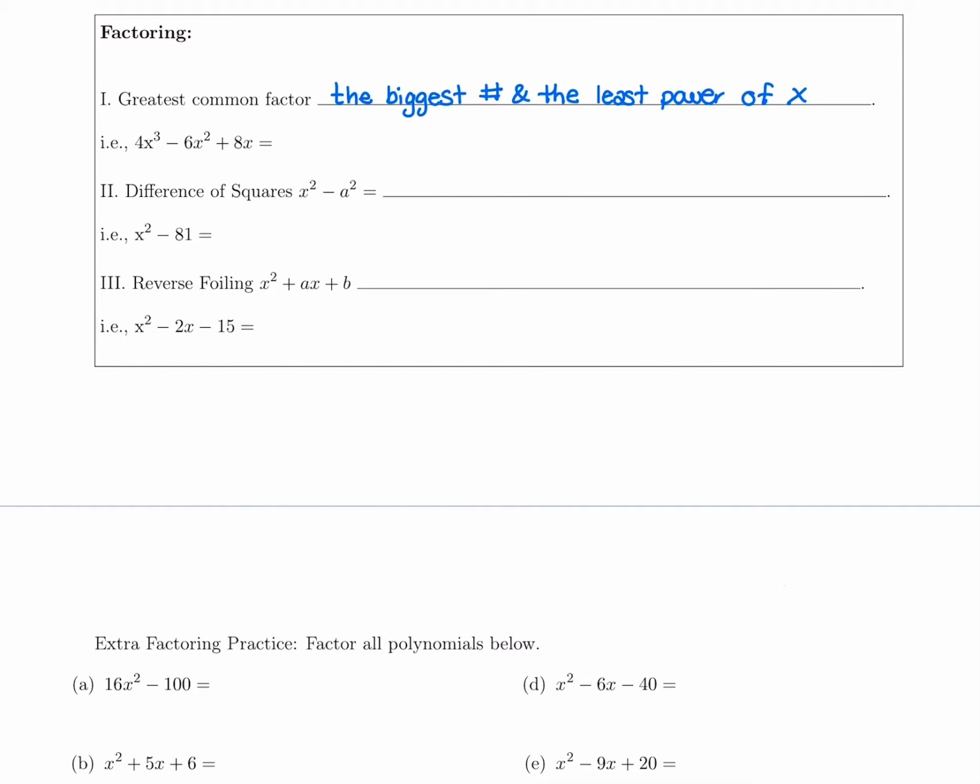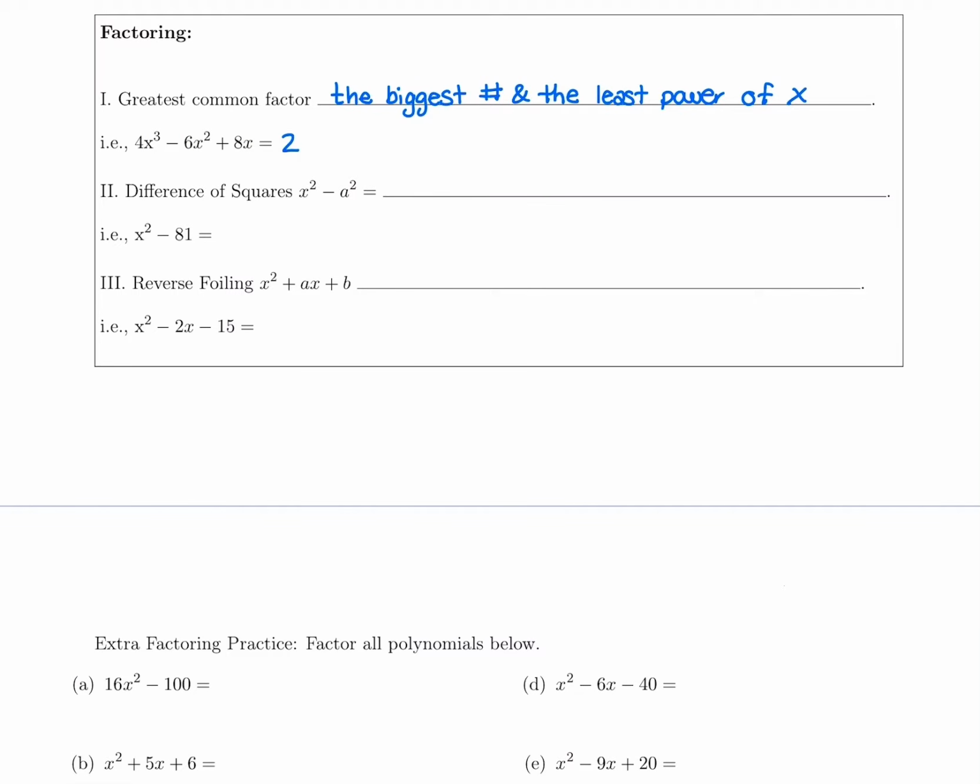First thing I'm thinking about is what is the biggest number that goes into 4, 6, and 8? Well, I could try with 4. 4 goes into 4. 4 does not go into 6, but it does go into 8. So 4 doesn't go into all three because it doesn't go into 6. So I'm going to go even smaller than 4 then, and think about what other numbers go into 4, which would be 2. 2 goes into 4, 2 goes into 6, and 2 goes into 8. So my biggest number that goes into all three of those numbers is going to be 2.